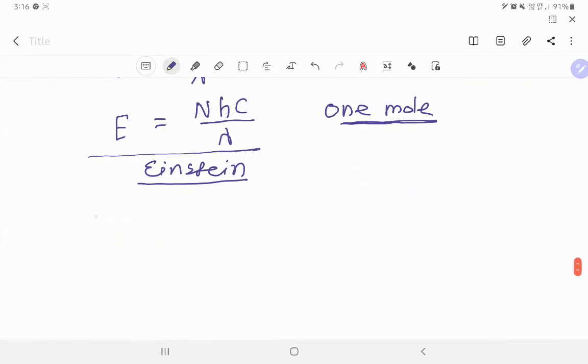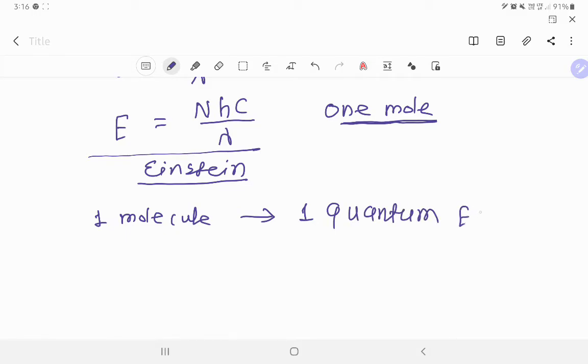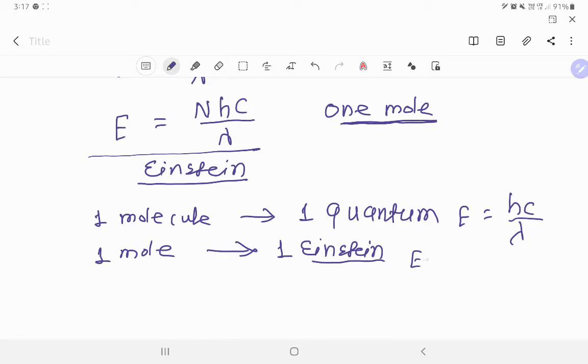Okay, this means one molecule absorbs one quantum of radiation. Its energy is given by hc upon lambda, while one mole of substance absorbs one Einstein of energy, which is given by N. You can write N A, Avogadro's number, times hc upon lambda.